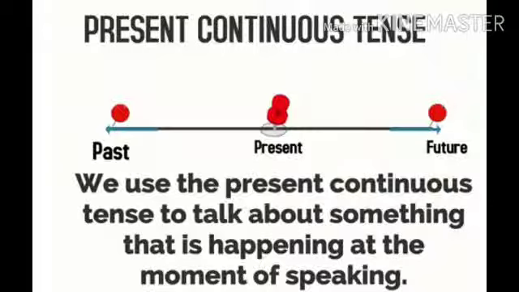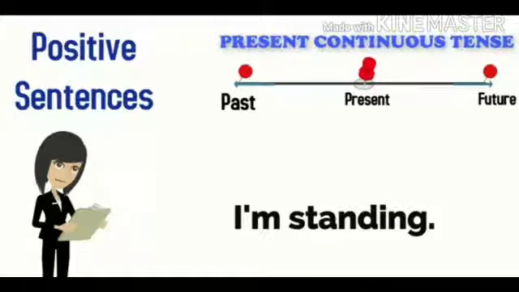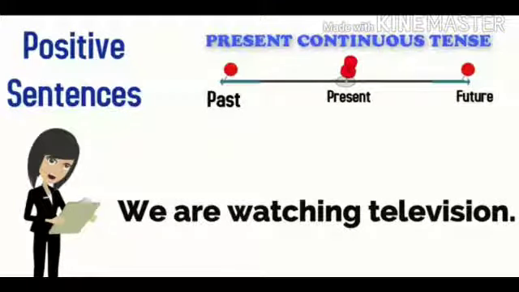Now what is a present continuous tense? We use the present continuous tense to talk about something that is happening at the moment of speaking, means when we are speaking about it. Example, I am standing. We are watching television.